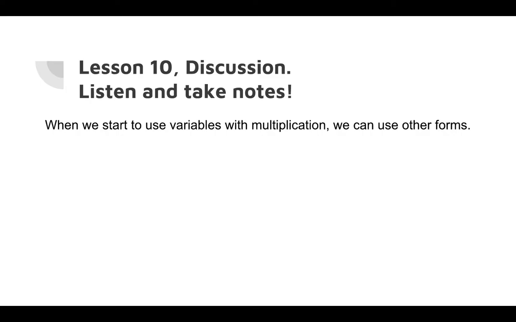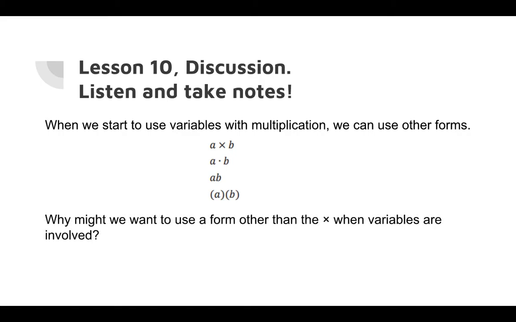So when we start to use variables with multiplication, we can use other forms. Here are four options: A times B with an X, A times B with a dot, A times B, just the two letters next to each other, and A times B, using parentheses to separate your variables. Why might we want to use a form other than the X when variables are involved? Why would we want to stay away from using this X?